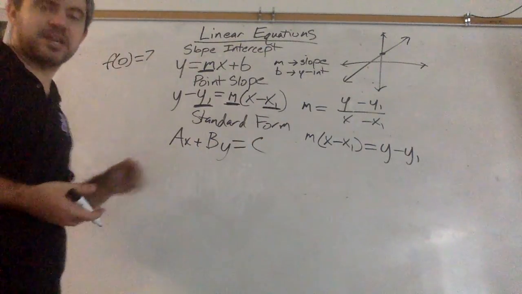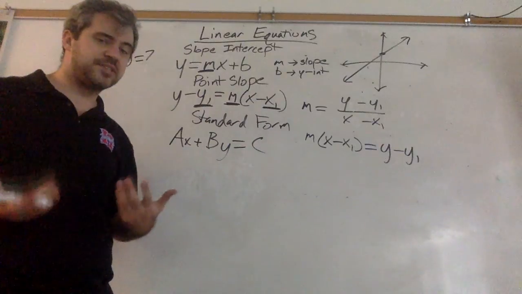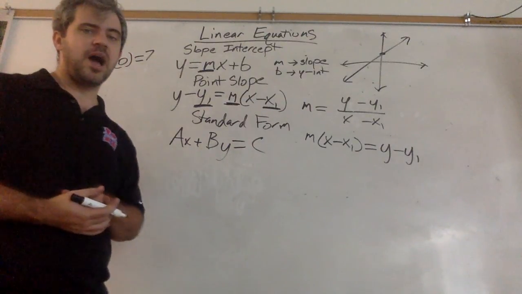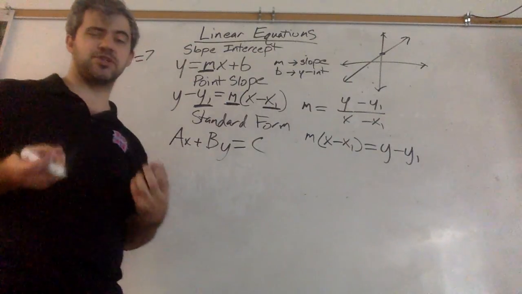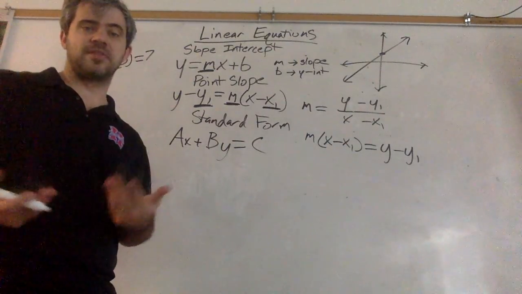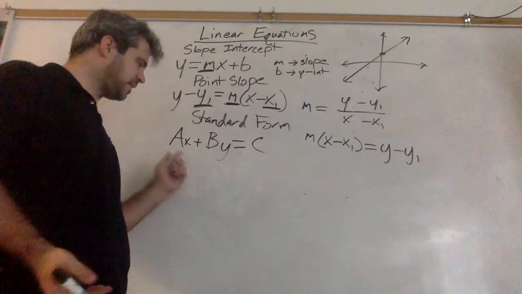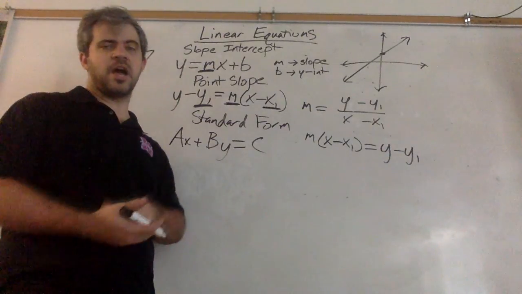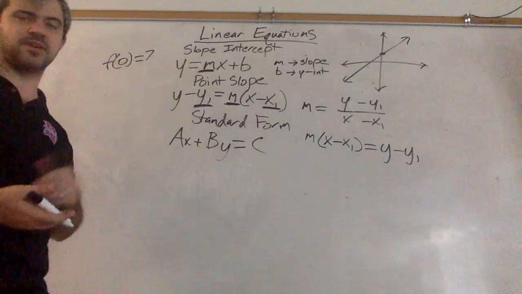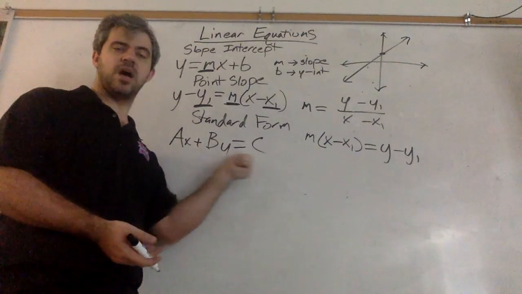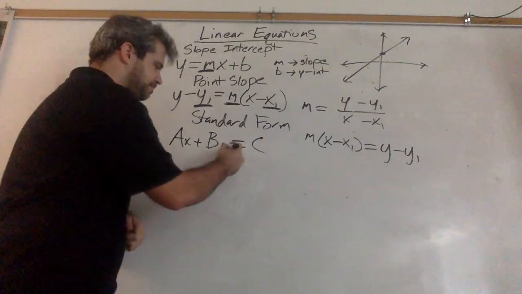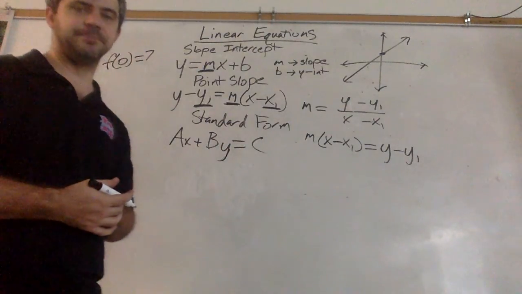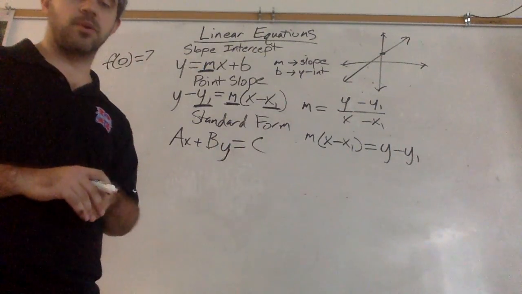Last of all is standard form. Standard form isn't really nice as far as graphing is concerned, but a lot of times it makes sense to write a linear equation this way to begin with. A lot of times the information that you're given leads to this rather than one of these other ones. So we can turn this into slope-intercept pretty easy by solving for y. Okay, so these are the 3 forms we're going to be dealing with.